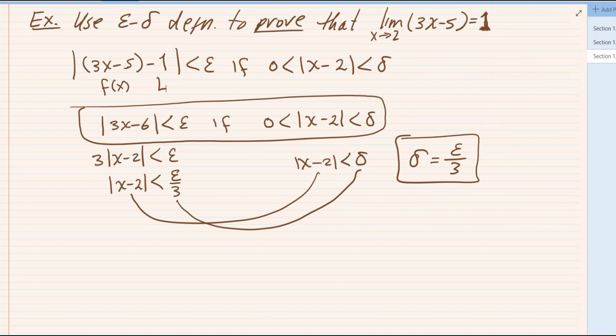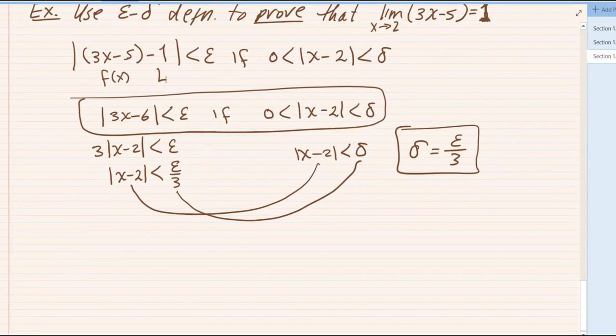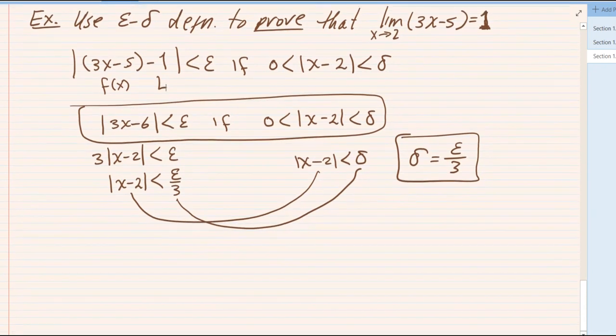Okay, now let me show you that this delta equal epsilon over 3 will meet the requirement. So I'm going to make up an epsilon value here. Okay, so let's do that. In this next example, again, it's a continuation of this one. I just want to show you what role delta and epsilon over 3 are playing here. So let's say I'm going to make up an epsilon here. Let's make epsilon 0.3.